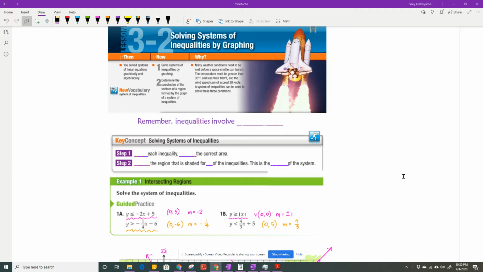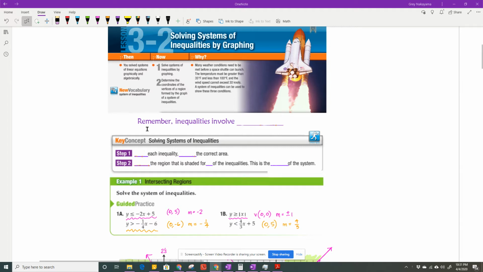So to start off, this is section 3.2. We finished up with 3.1, where we were just solving systems of equations, either with a table, with a graph, or algebraically by substitution or elimination. So this lesson is actually solving systems of inequalities, which we do by graphing.